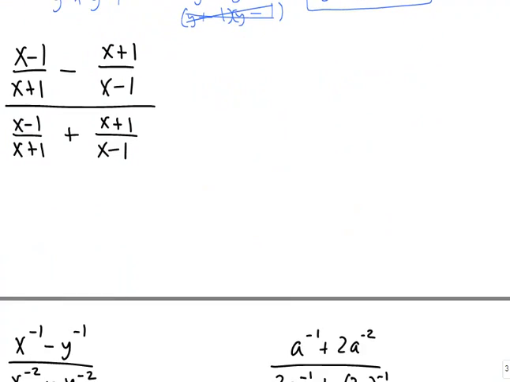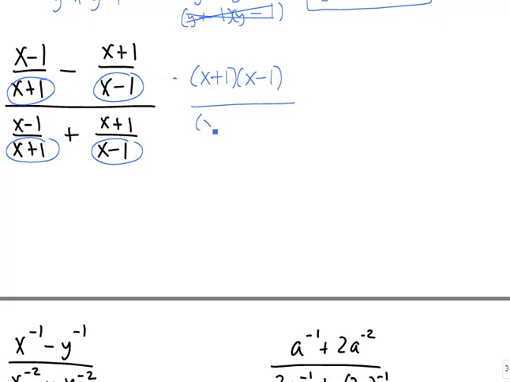Okay, let's try that again. On our next example, we have x plus 1 and x minus 1 and x plus 1 and x minus 1 for all of our denominators. So what does the common denominator have to be? It needs to be an x plus 1 and an x minus 1. So we're going to multiply by that common denominator on the top and on the bottom.